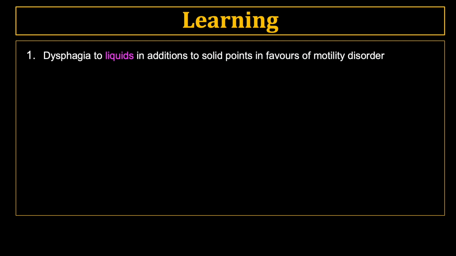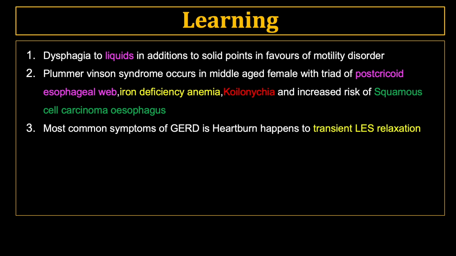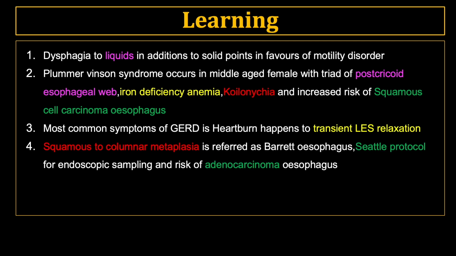Coming to today's learning, we understood that dysphagia to liquids predominantly, in addition to solids, points in favor of a motility disorder of the esophagus. Plummer-Vinson syndrome occurs in a middle-aged female with a triad of features like post-cricoid esophageal web, iron deficiency anemia, and koilonychia. We understood that Plummer-Vinson syndrome carries an increased risk of squamous cell carcinoma of the esophagus. The most common symptom of GERD is heartburn, that is a burning sensation behind the sternum. It happens due to transient lower esophageal sphincter relaxation.